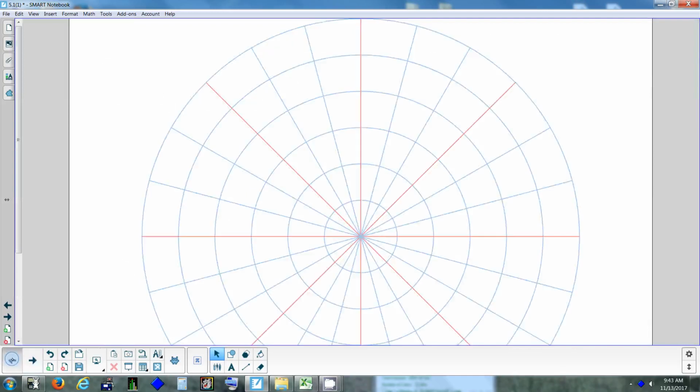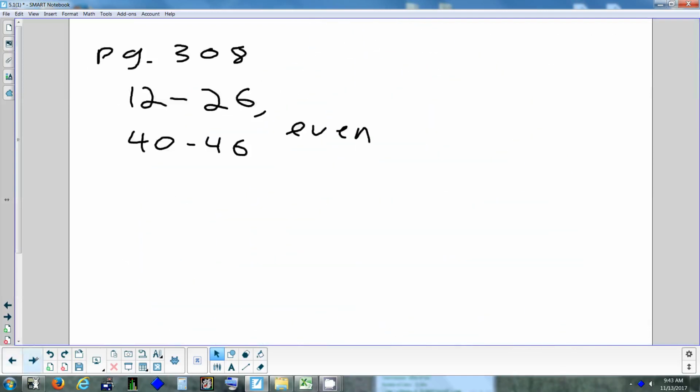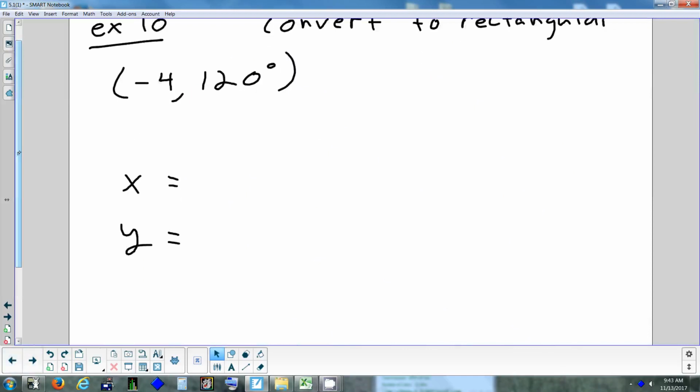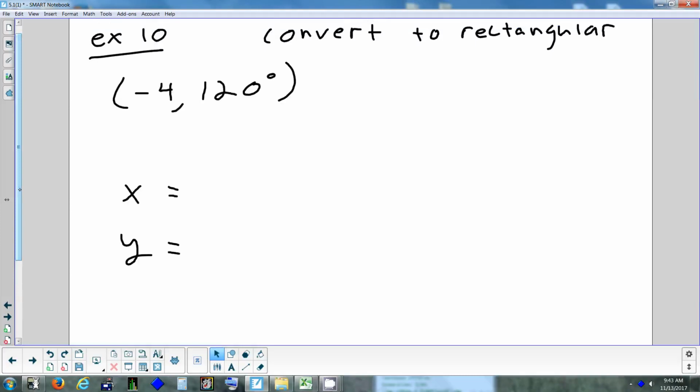All right. So let's finish up with trying that one on your own. If you don't have a calculator, at least get to the point where you set up your equation, and then we'll solve it together.